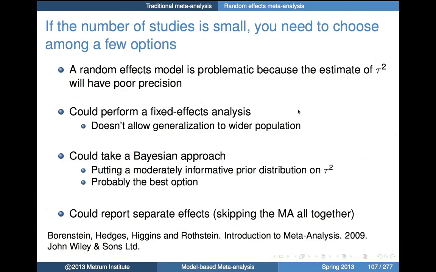Really our recommendation, or my recommendation, would be to fit a random effects model. If you don't have enough studies to get a precise estimate of tau squared, consider moving to a Bayesian model, if you haven't started there in the first place.